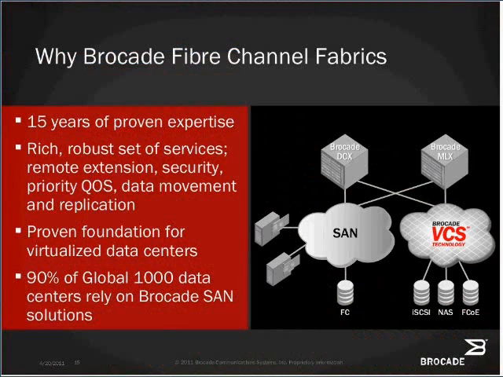In terms of Brocade, we've been building Fibre Channel fabrics for over 15 years. A lot of the technology that we use to build our Ethernet fabrics came from our heritage of building the fabrics for Fibre Channel. It has a rich, robust set of features, including extending the fabrics over distance, integration of security, data movement and replication, as well as priority quality of service. And it has proven to be the foundation of shared storage for server virtualization environments, and we believe increasingly as well for building out private and public clouds, with well over 90% of the Global 1000 customers relying on Brocade SANs.